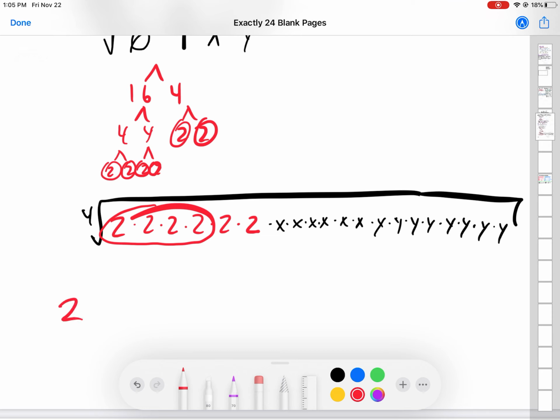So we know we're going to have a 2 on the outside. Let's see, a group of 4 x's. 1, 2, 3. There's a group of 4 x's, so we know we're going to have an x on the outside. And then we have a group of 4 y's right here, and another group of 4 y's right here.